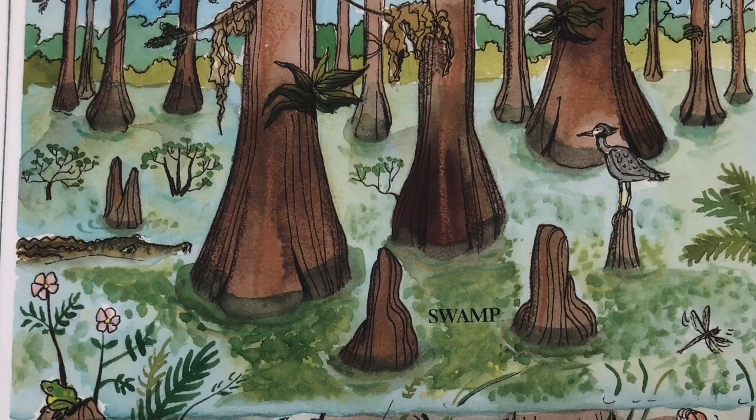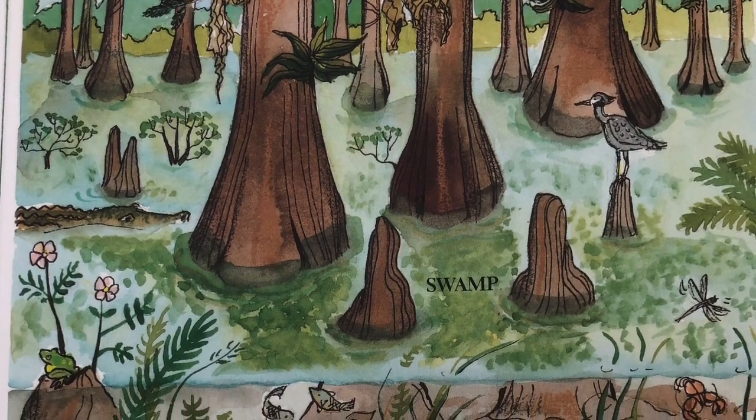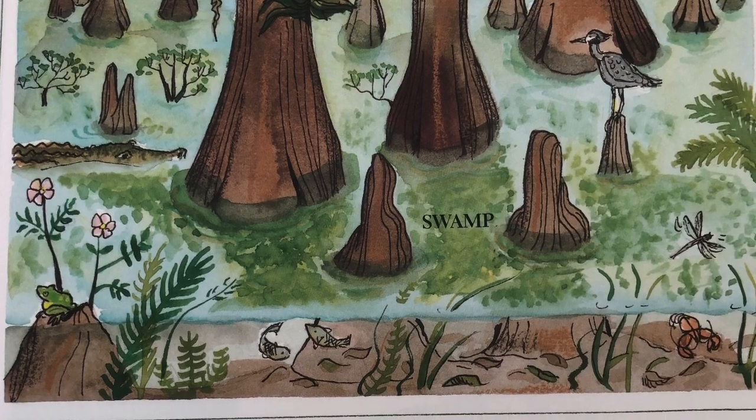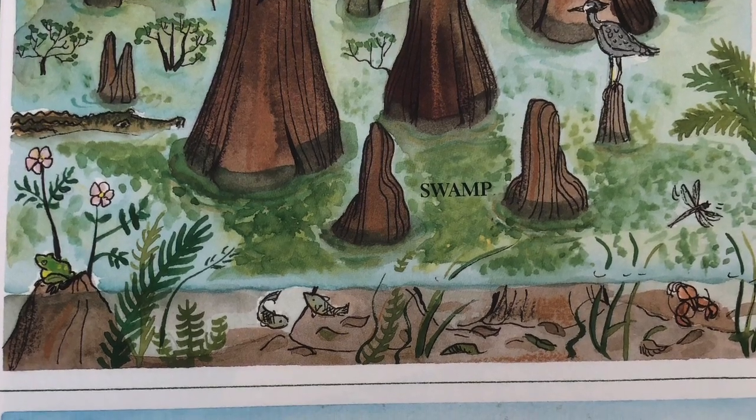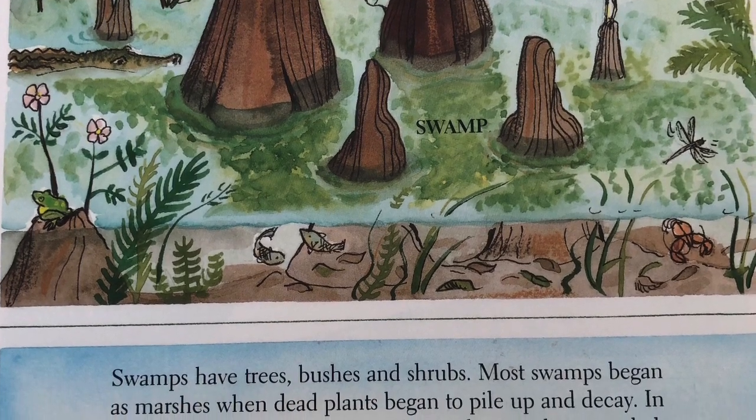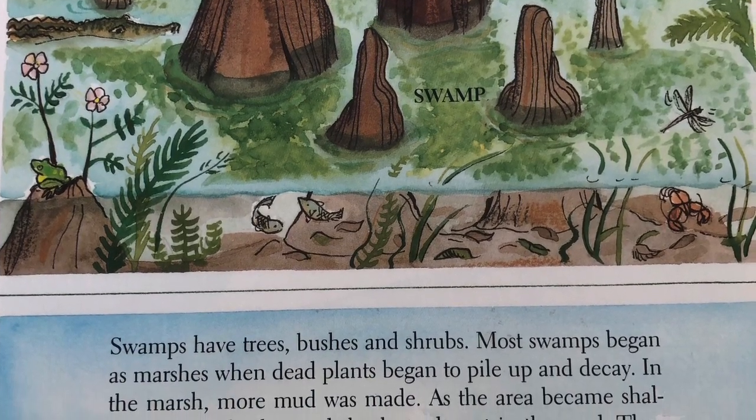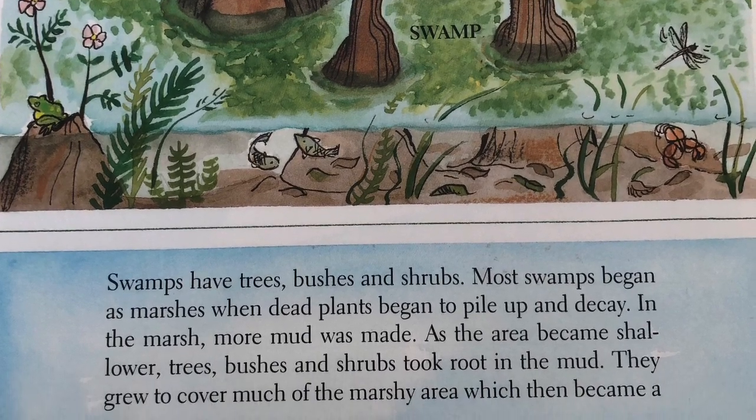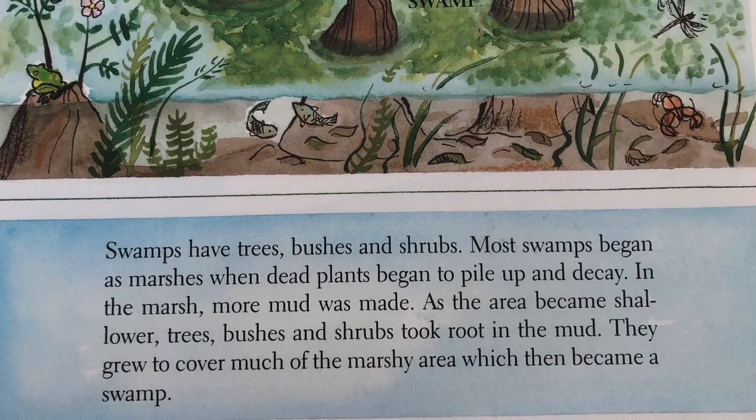Swamps have trees, bushes, and shrubs. Most swamps began as marshes when dead plants began to pile up and decay. In the marsh, more mud was made. As the area became shallower, trees, bushes, and shrubs took root in the mud. They grew to cover much of the marshy area, which then became a swamp.